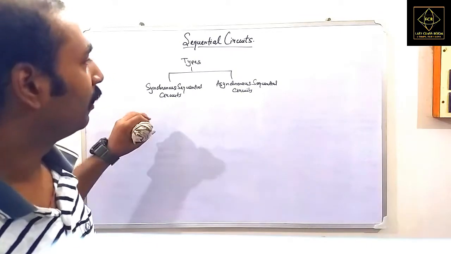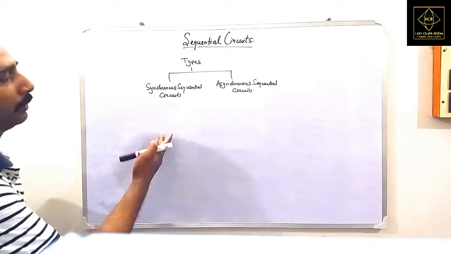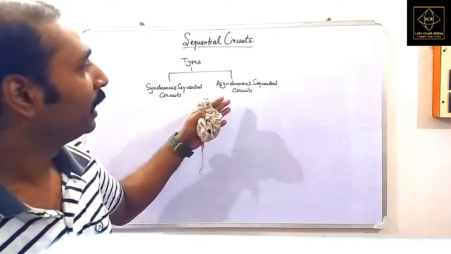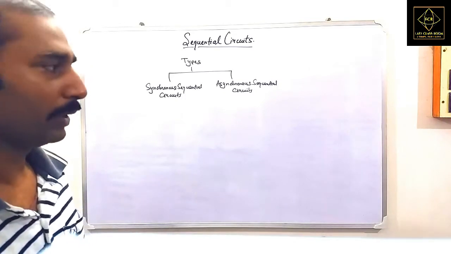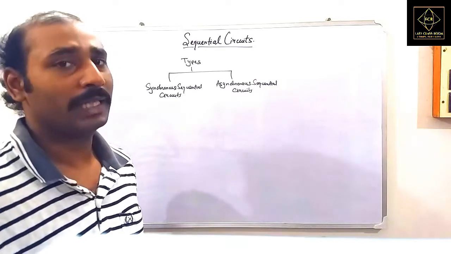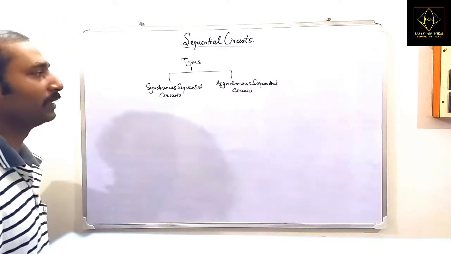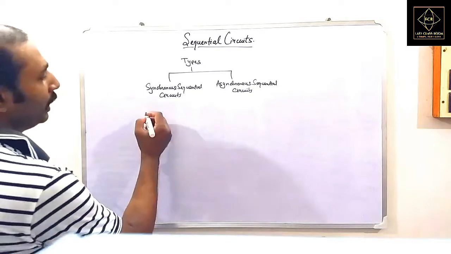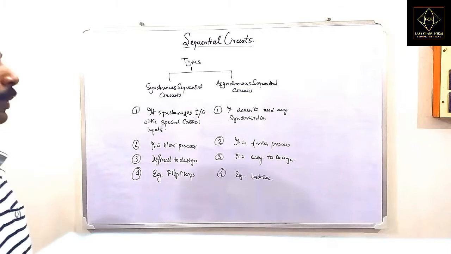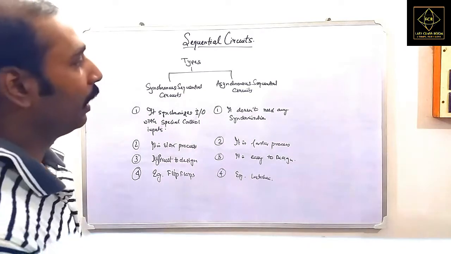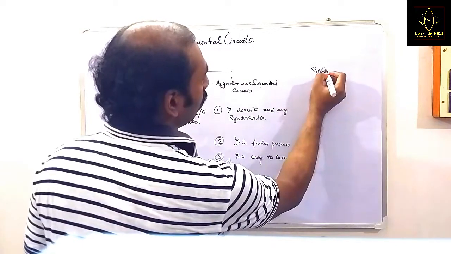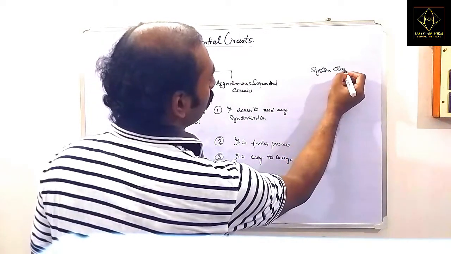It is difficult to organize and difficult to design, though for that matter the asynchronous one is not so difficult to design. These are the things we need to understand before we go on. I can write those things. Now, what are these special controls? These special controls are nothing but the system clock pulse.